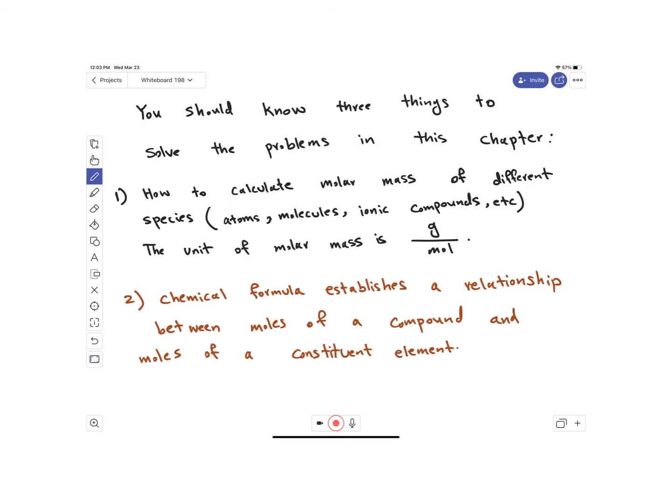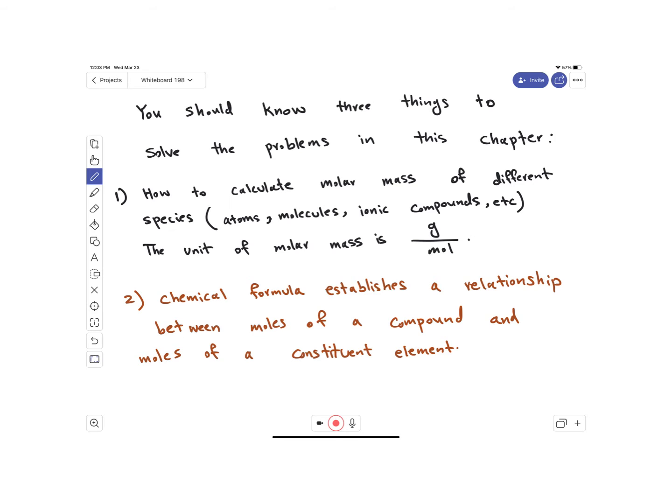Okay, so I have these three things that I listed in our previous class, again, to emphasize. If you know these three things, you can, in theory, solve most of the questions in this chapter. So first one is molar mass, which has a unit of gram per moles. So how can I find molar mass of a specific element? Exactly. So element's atomic mass.